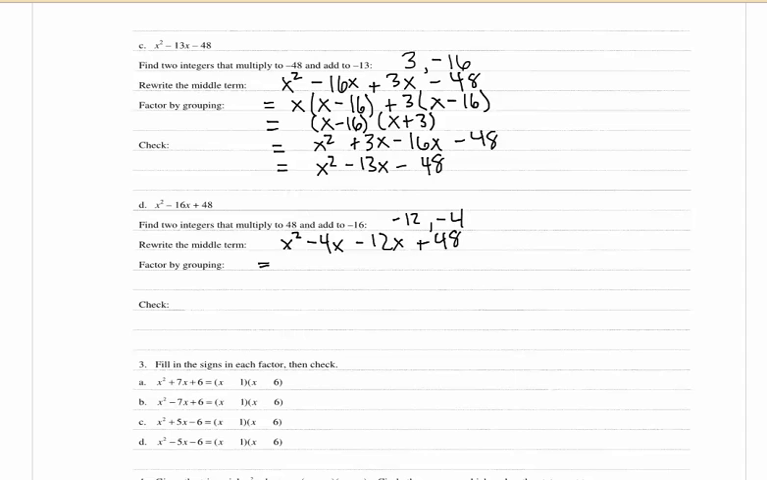And when we factor an x out of the first two terms, we're left with x minus 4. And out of the second two terms, we want to factor a negative 12 out. So we have negative 12, and we're left with x minus 4. And when we factor out the x minus 4 binomial, we're left with x minus 12.